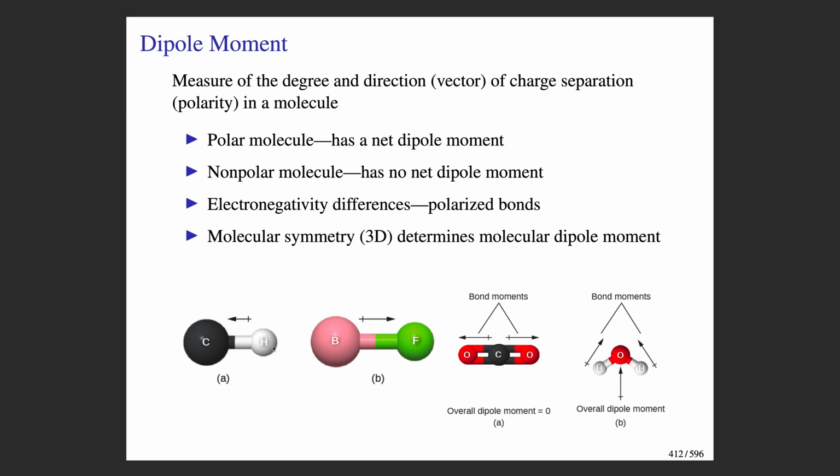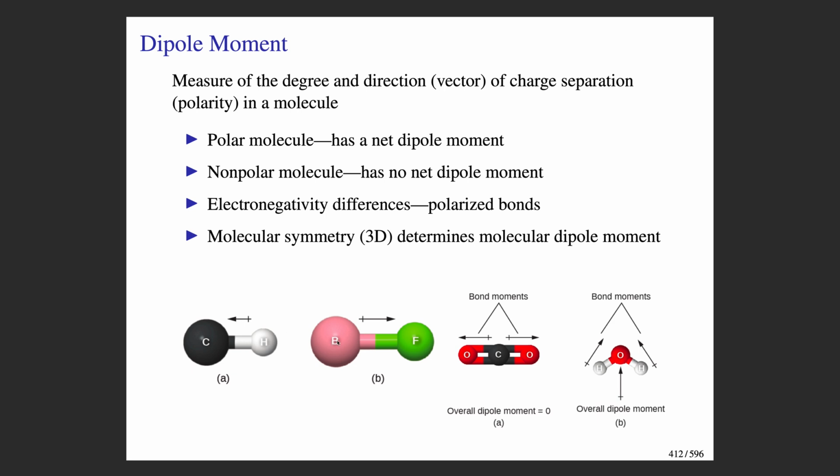So, for example, in a carbon-hydrogen bond, carbon is slightly more electronegative than hydrogen, and so there's a polarity to this bond. There's a slight positive charge on the hydrogen, represented by this little plus, and then the carbon takes on a slight negative charge. And so that arrow points to the carbon. So the dipole moment in a carbon-hydrogen diatom points from the hydrogen to the carbon. Think of it as a little arrow in space, a vector.